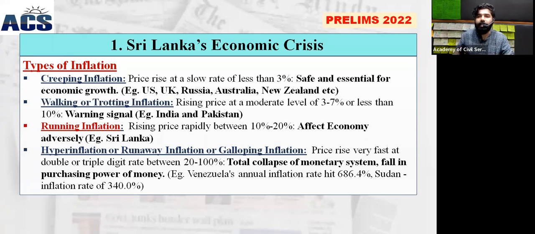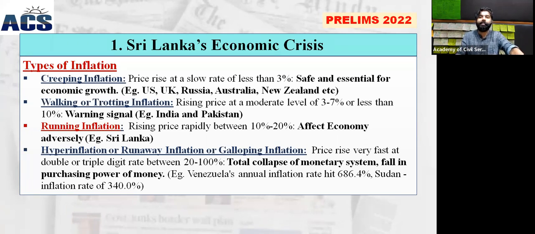This is a warning signal that the central bank, like the RBI, has to make a policy to control this rise of prices, or inflation. If it does not control it, it will affect the economy, resulting in another state that is called running inflation.